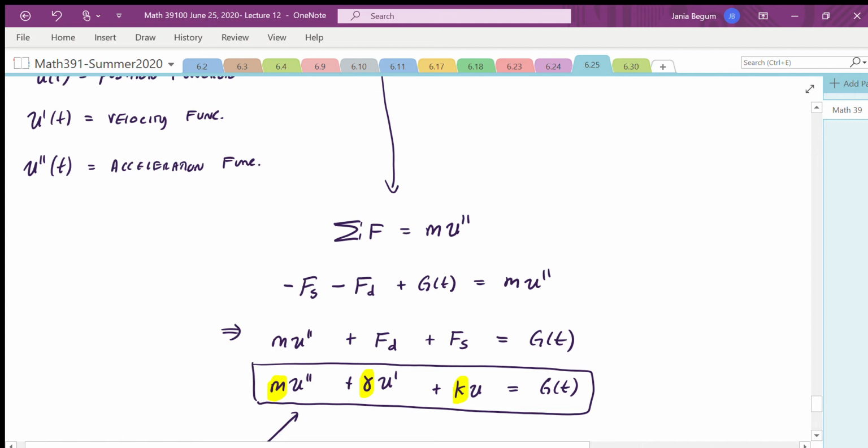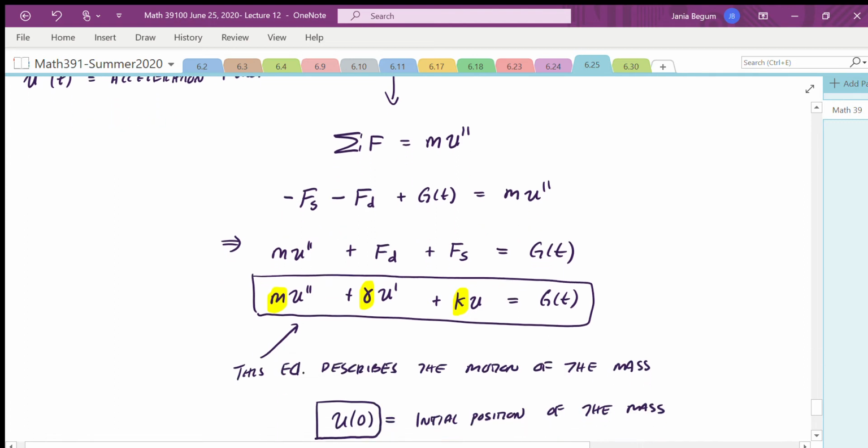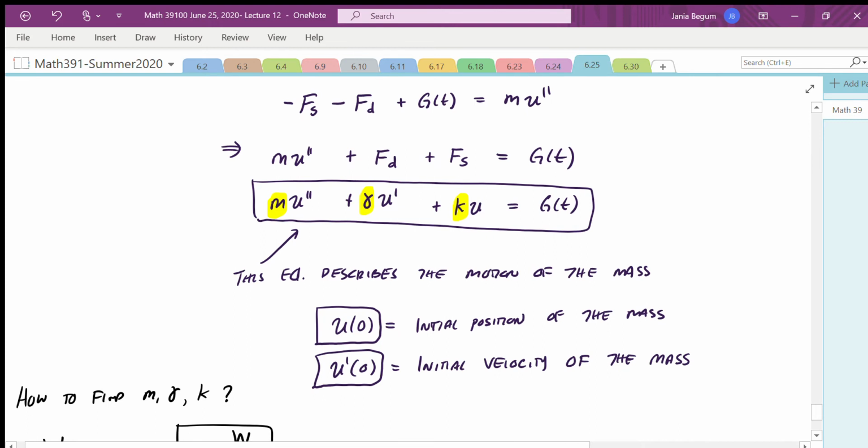Along with the initial conditions, we have initial position and initial velocity. Because it's second order, you need two conditions to solve for your unknown constants. So we have u of 0, the initial position of the mass, and u prime of 0, which is the initial velocity of the mass. Now, the big question is, how do we find these unknown constants, m, gamma, and k?